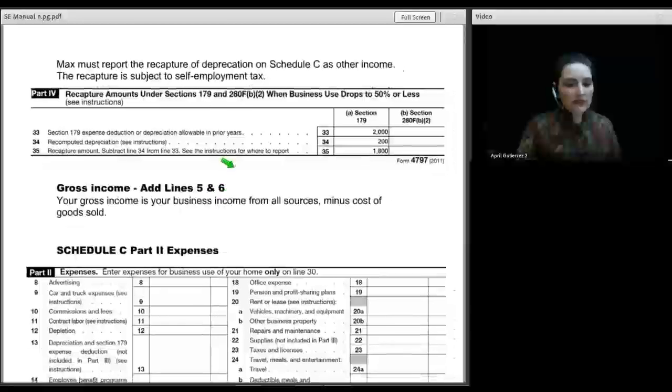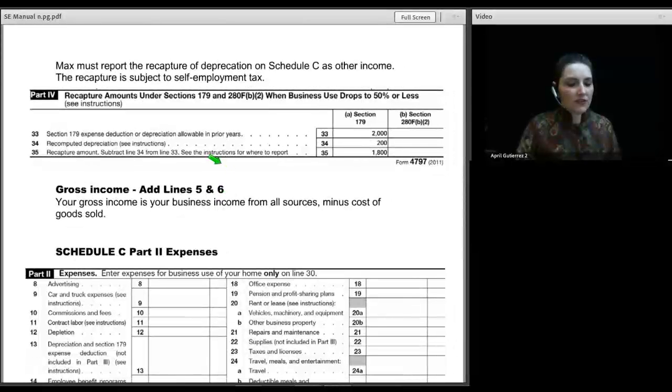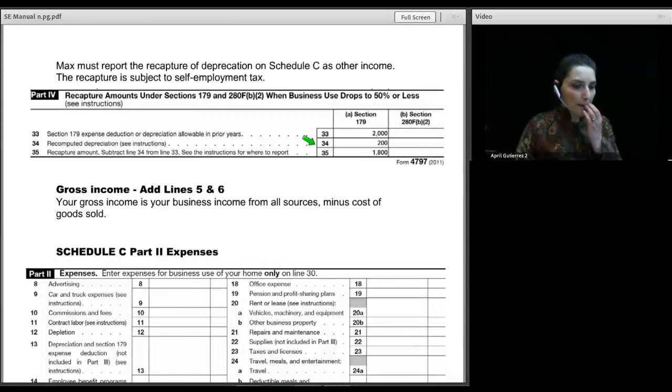So how would his 4797 look? Well, 4797 is a 2-page form, and I've just chopped the very bottom of page 2 off and am showing you Part 4 filled out. And you can see here we've got the Section 179 deduction that he did claim, the recomputed depreciation that he should have claimed, and the excess or recapture amount. And this $1,800 would get entered on line 6 of Schedule C as income.